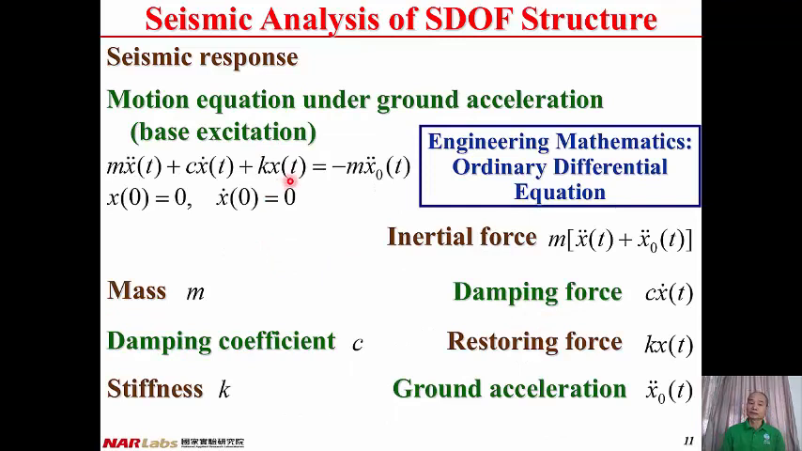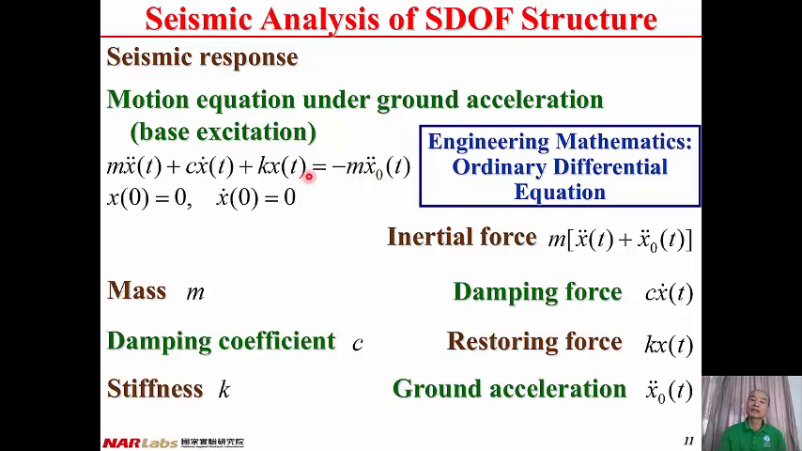And here's the equation of motion under ground acceleration. We have m x double dot plus c x dot plus k x equal to minus m x0 double dot, with two initial conditions: initial displacement equal to 0, initial velocity equal to 0. Compared with the equation we discussed last lecture, the external force f(t) is replaced by minus m x0 double dot.